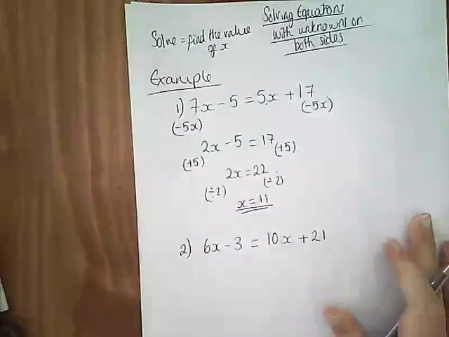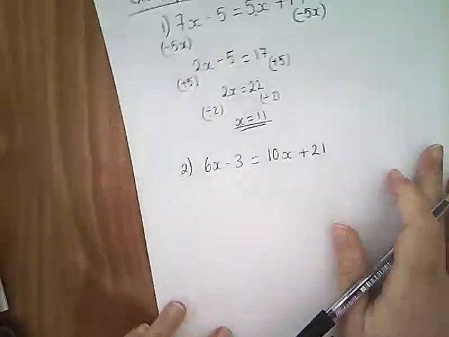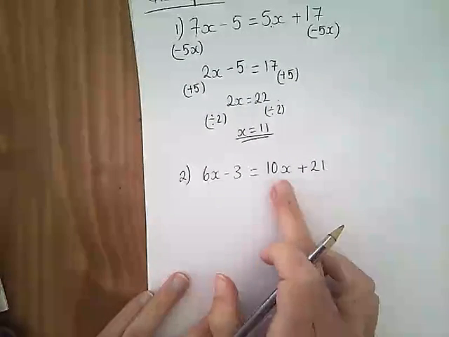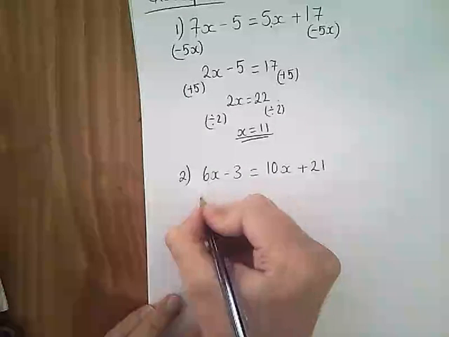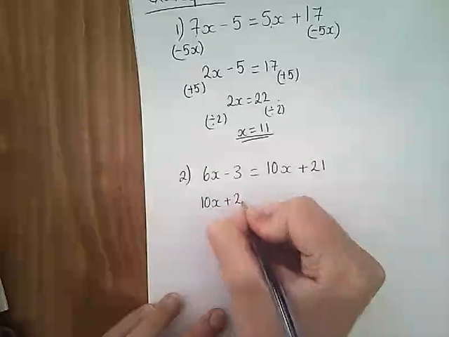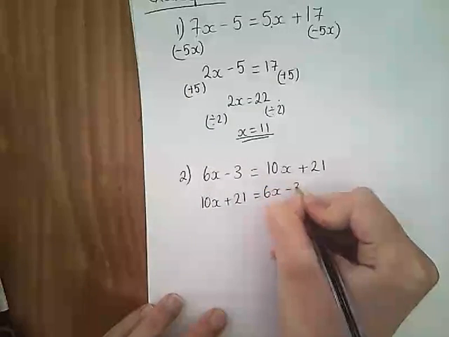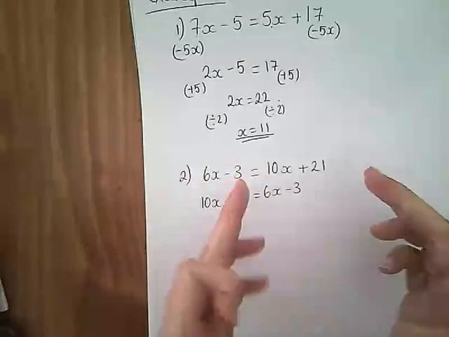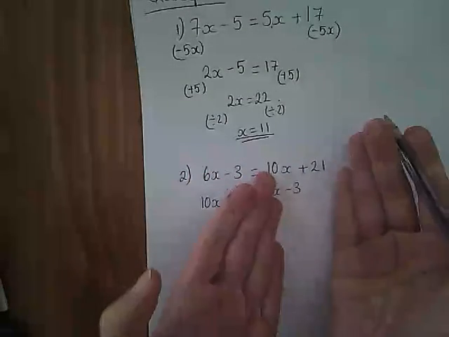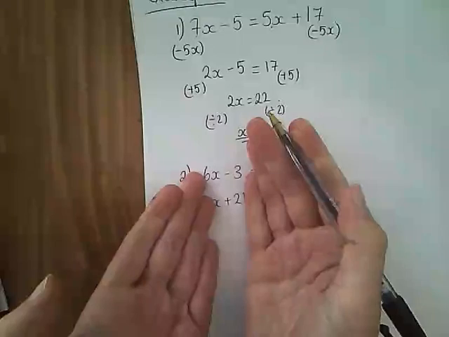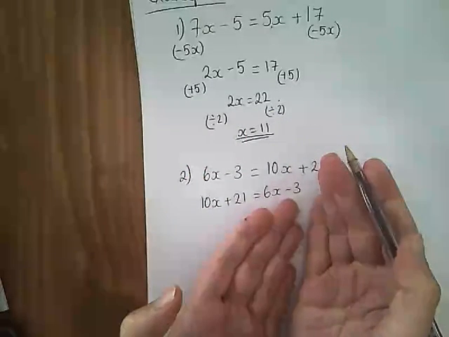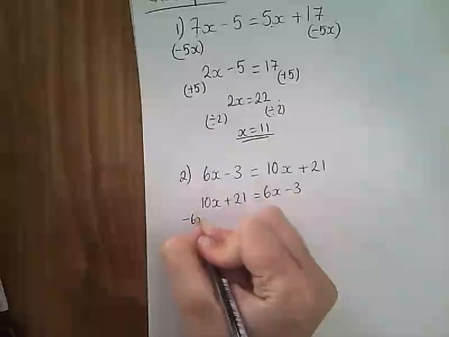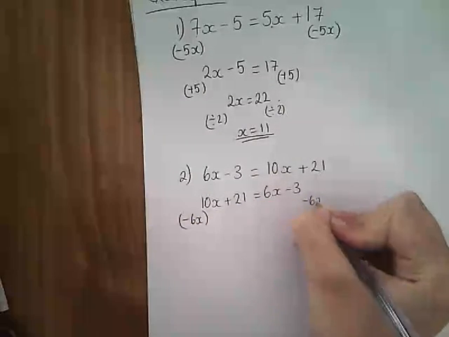Okay, question 2. Very, very similar, except this time the biggest x is on the right hand side. So it makes sense to write it the opposite way around, so we make sure our biggest x is on the left. Now all I've done to write that the opposite way around is written this here and this here. Don't forget the 10x and the 21, they have to stay together. The 6x and the minus 3, they have to stay together. Okay, so first step, biggest x on the left. Then we're going to take away our smallest amount of x.